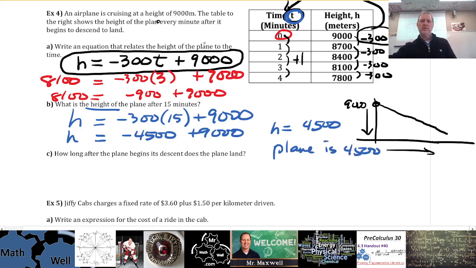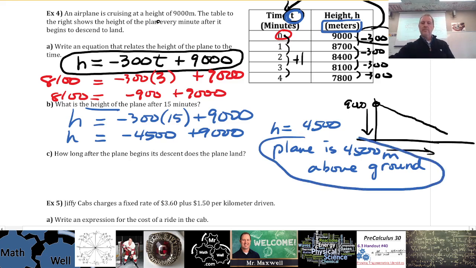So the plane is 4,500. What is the units there? How do I find that? Oh, hey, here we go. Meters. 4,500 meters above ground. Above ground, right? Because that's what this example's talking about. So the height of the plane above ground. There you go. Plane is 4,500 meters above ground. If you put at 15 minutes, that would be the best possible concluding sentence. All right. We're getting somewhere. Questions?